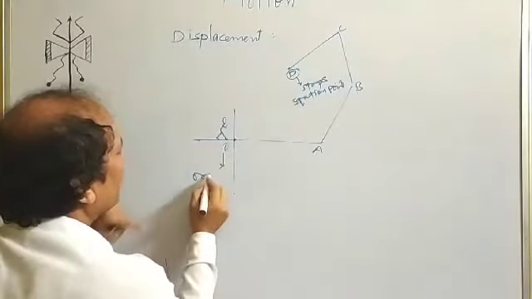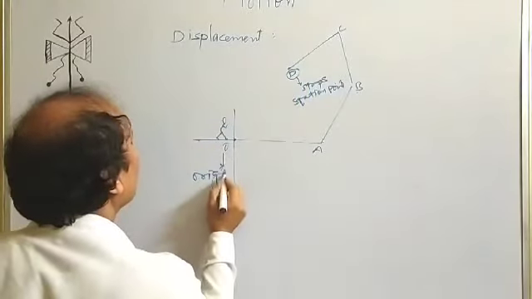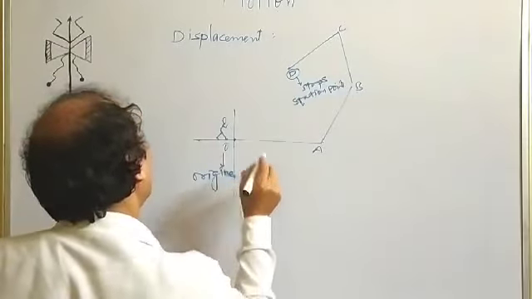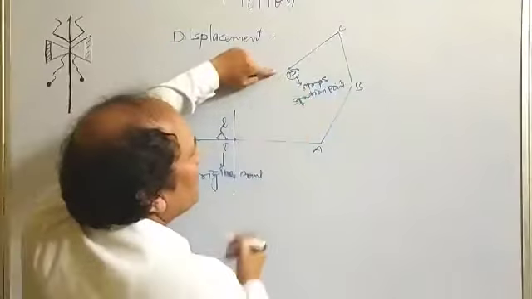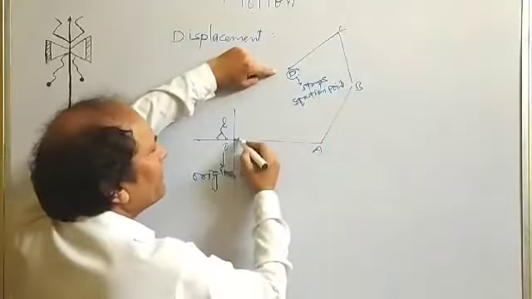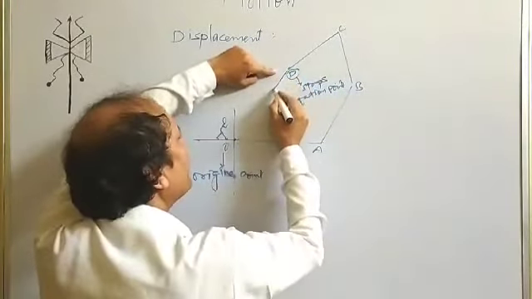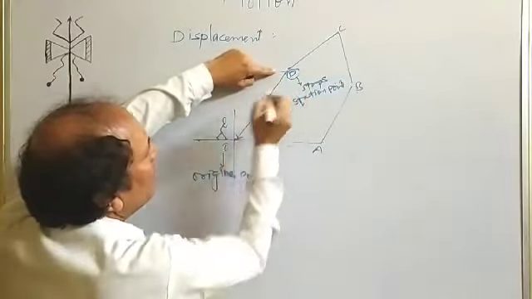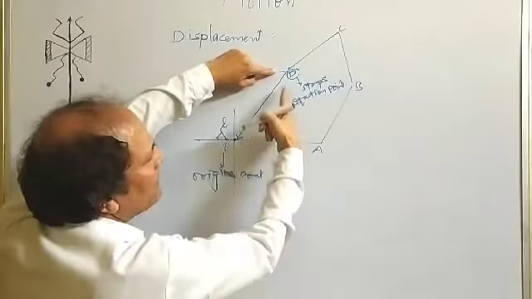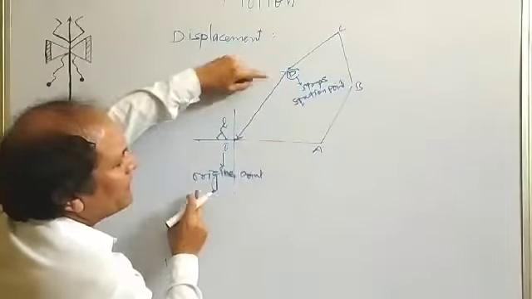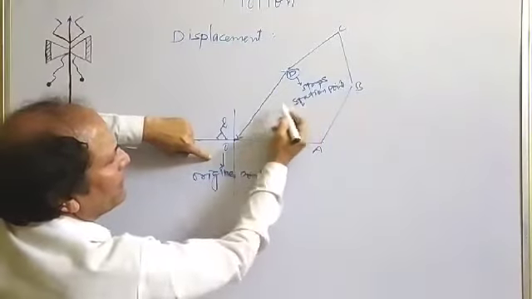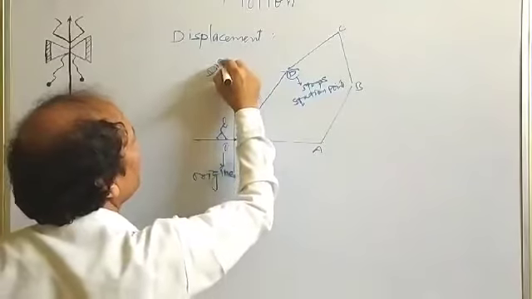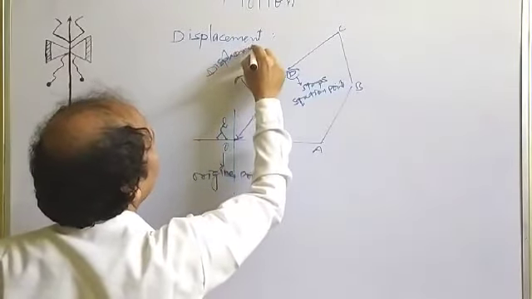It is the origin point, and it is the station point. So the minimum distance between origin point and station point is called displacement.